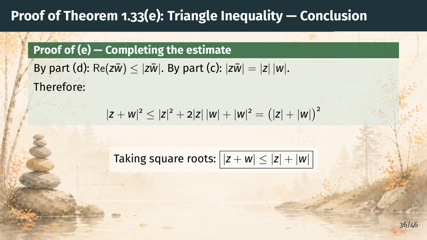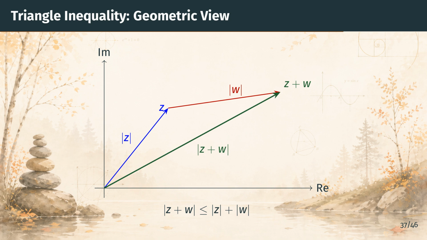The whole proof hinges on this two-step bound. Taking square roots gives the triangle inequality. Let's see what this means geometrically. Here's the geometric meaning. We have the vector z, shown in blue, and the vector w, shown in red, placed tip to tail. The green vector from the origin to z plus w is the sum.